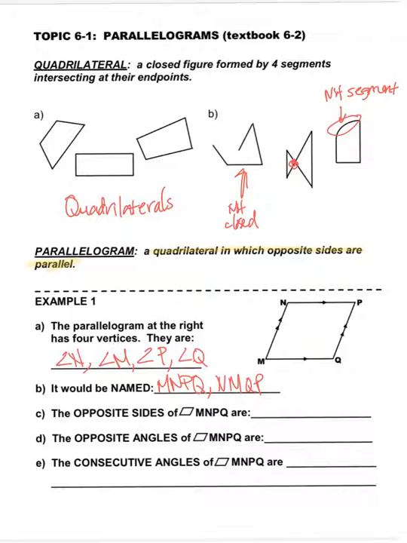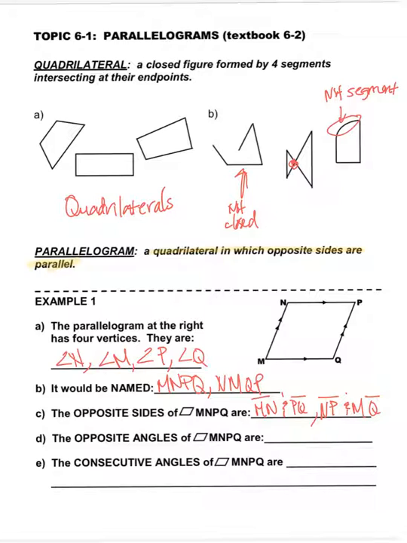Alright, so next we're naming the opposite sides of our parallelogram. Here our opposite sides would be MN and PQ, since those are across from one another. And the other pair would be NP and MQ, so these two here.